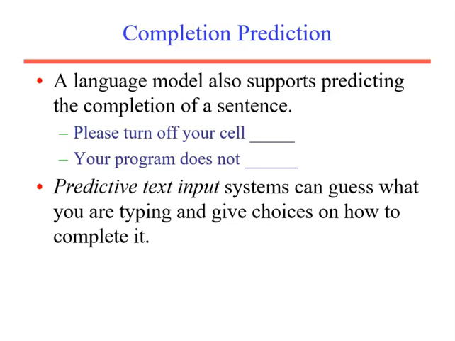Another key application of language models is predictive text input. You've likely encountered this while typing on your phone or using a search engine. Based on what you've typed so far, the model predicts what word is most likely to come next. For example, "please turn off your cell": the highest probability word here will probably be "phone." Or "your program does not": the most likely word to complete the sentence is "work." These models are trained on vast amounts of text data and learn patterns to assist users in typing more efficiently.